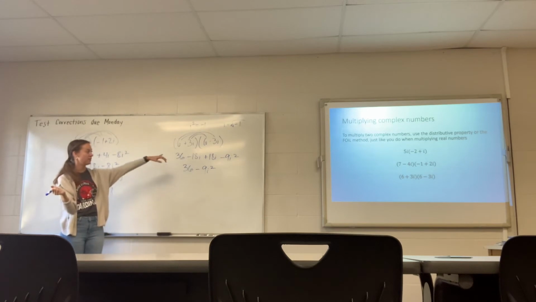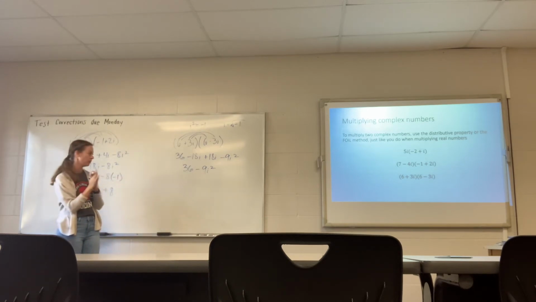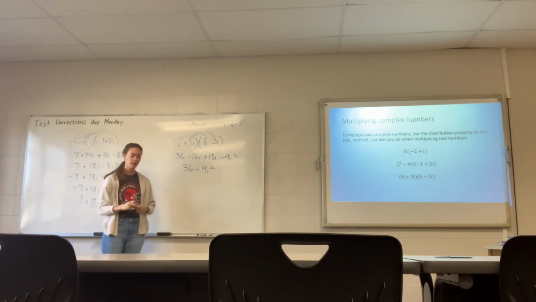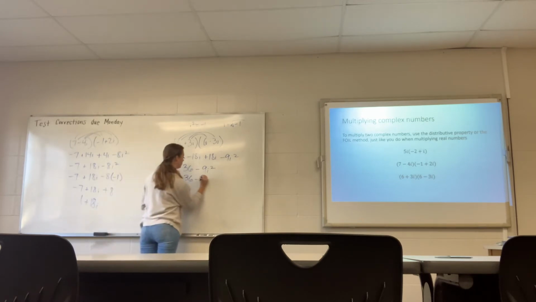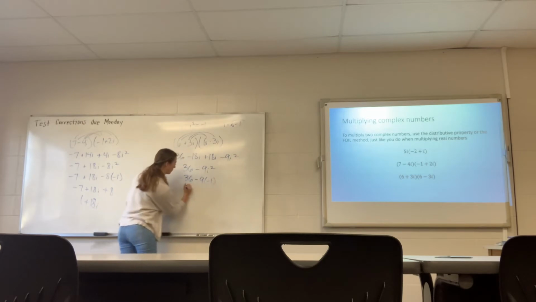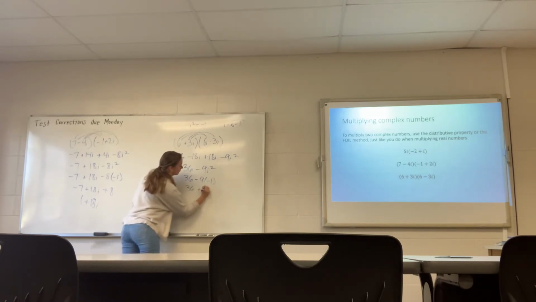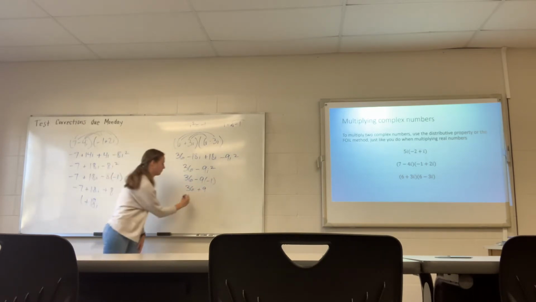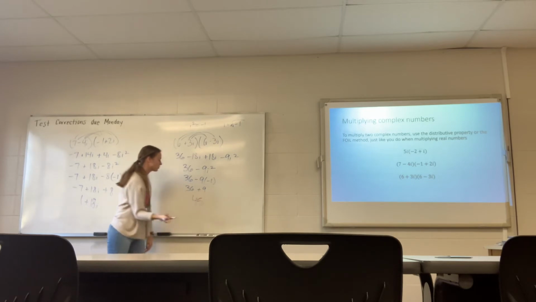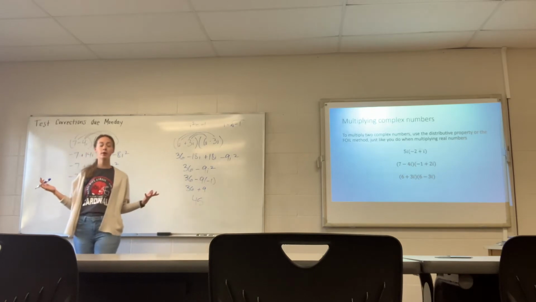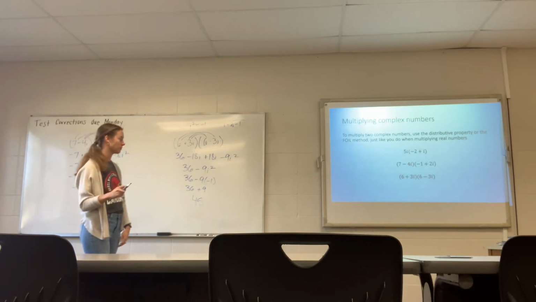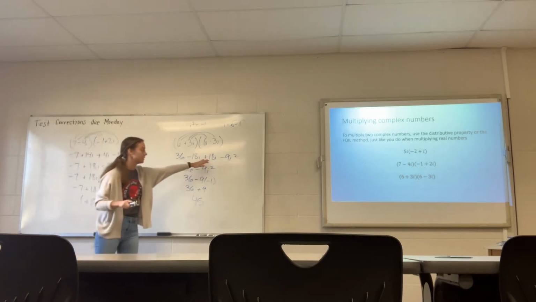Yep, the negative 18i and the positive 18i canceled each other. Then Brayden, what would I do after this? Replace the i squared with -1. Okay, and that gives you 36 plus 9, which is going to be 45. Yep, so for this one, I ended up with 45. So it came out to be just a real number, not a complex number, because all my i's ended up canceling out.